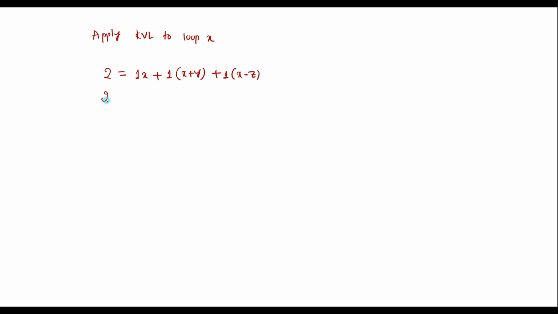Let me simplify this. 2 is equal to, here we have 1X plus 1X, that is 3X. We have 1Y, that is nothing but Y, and here we have minus Z. Let me call it equation 1.